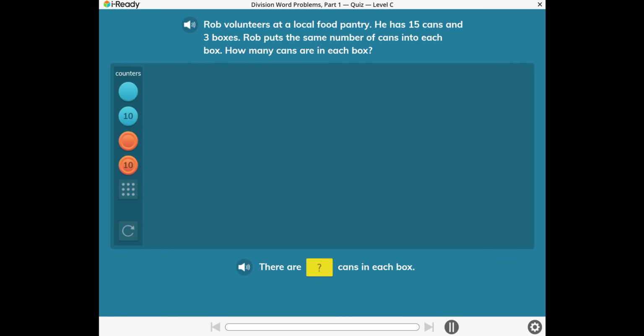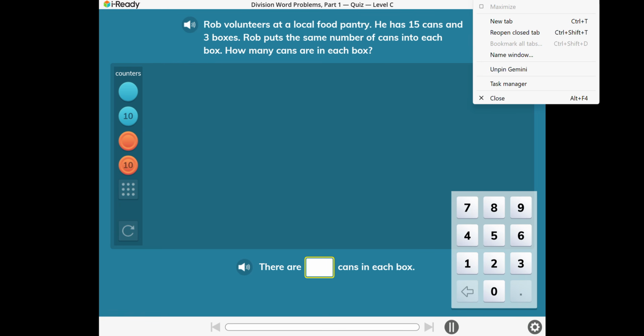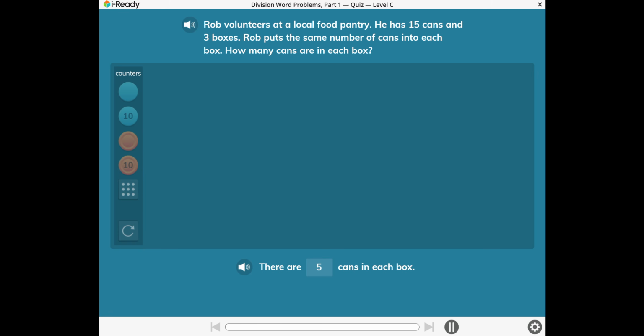Complete the sentence. Are they saying 15 minus 3, 15 times 3, or 15 divided by 3? They're saying 15 divided by 3. It might be 5. Look how intelligent I am.